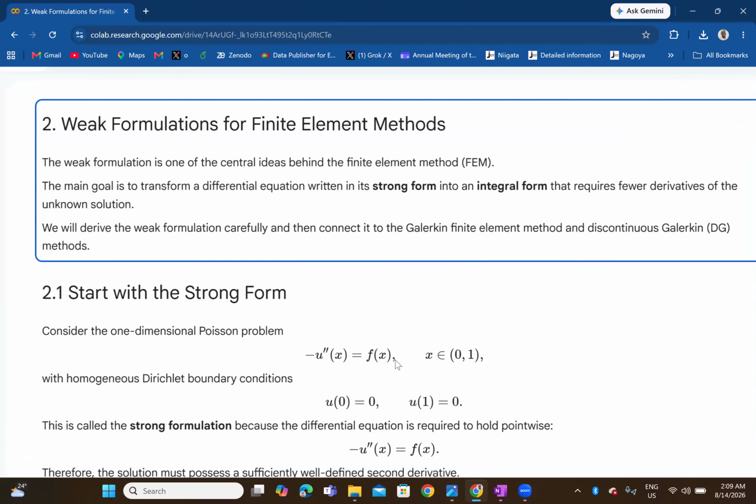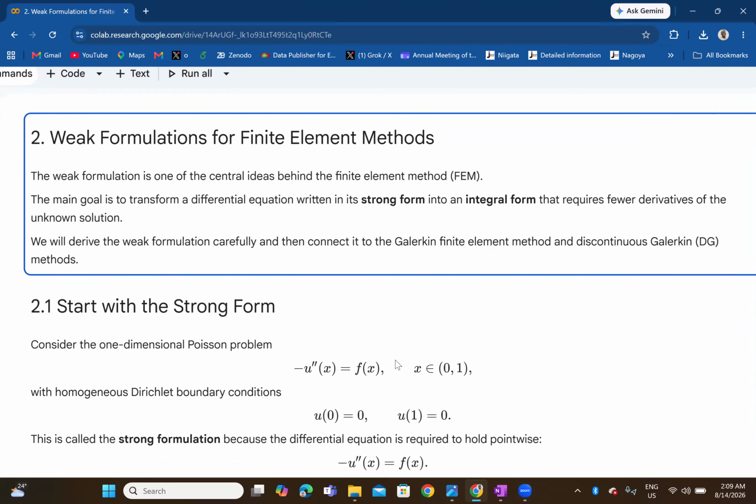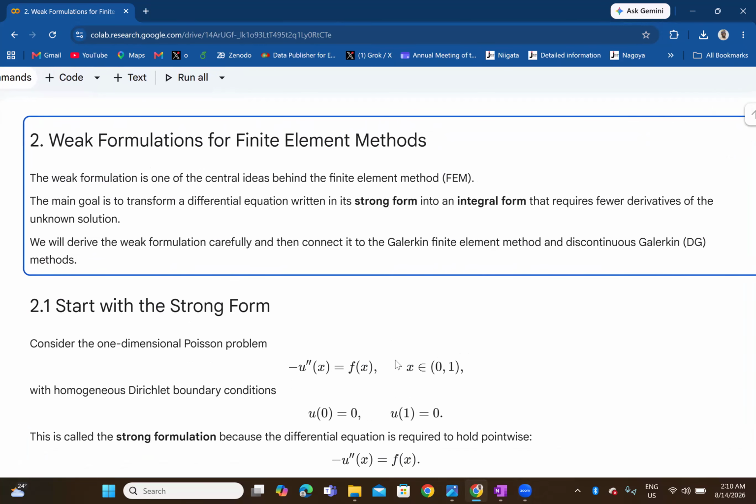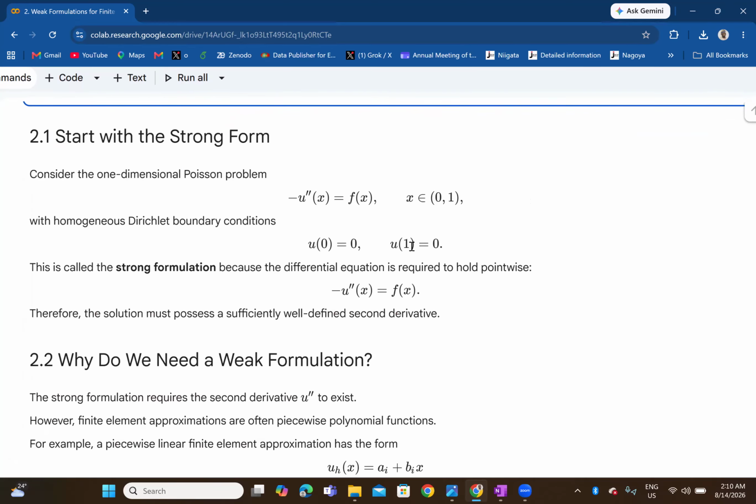So, straight up, the weak formulation is one of the central ideas behind the finite element method. The main goal is to transform a differential equation written in its strong form into an integral form that requires fewer derivatives of the unknown solution. So we will then derive the weak formulation carefully and then connect to the Galerkin finite element method and discontinuous Galerkin methods.